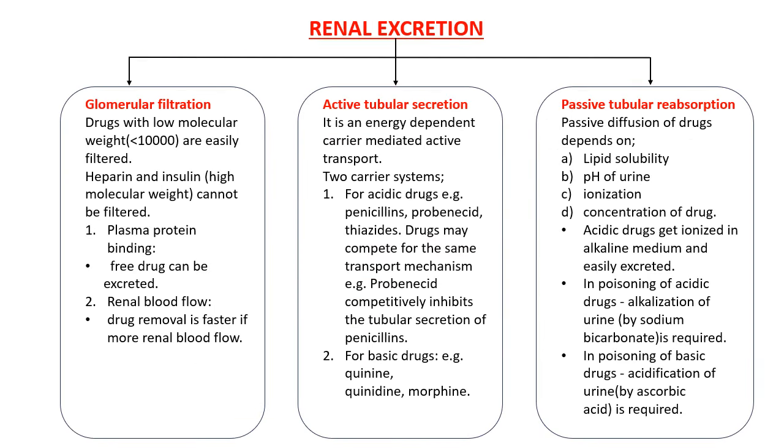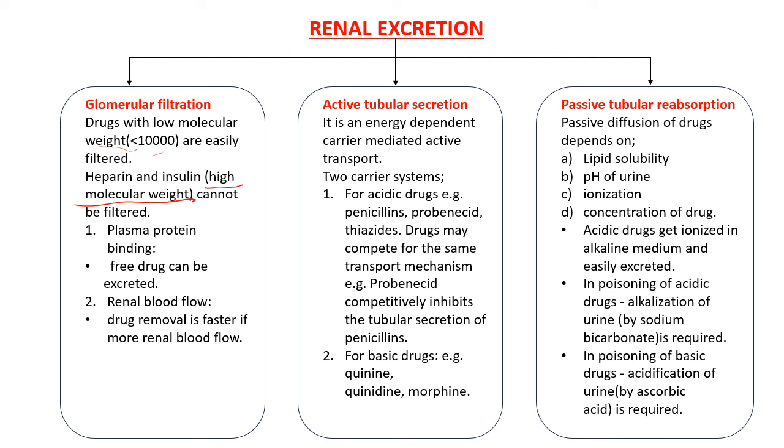Let's study about renal excretion. Glomerular filtration. The rate of filtration through the glomerulus depends on GFR, the concentration of free drug in plasma, and its molecular weight. Drugs with low molecular weight are easily filtered. Heparin and insulin cannot be filtered because of their high molecular weight.